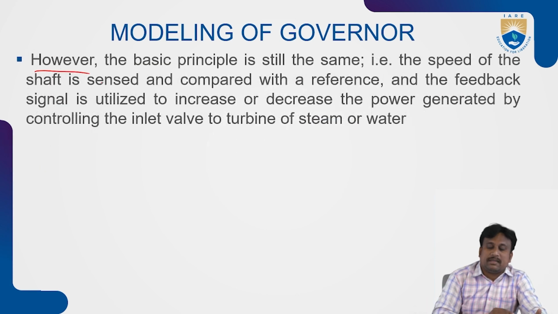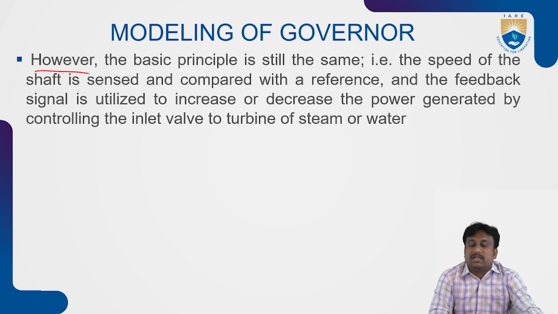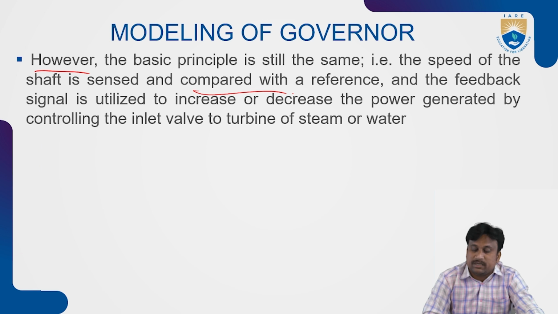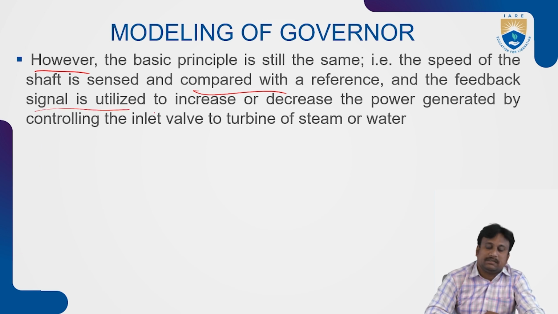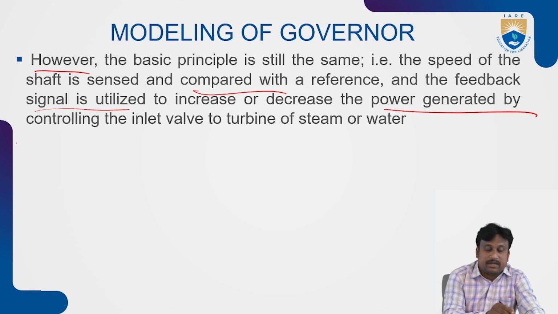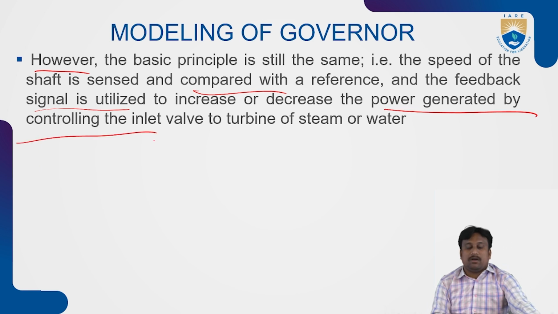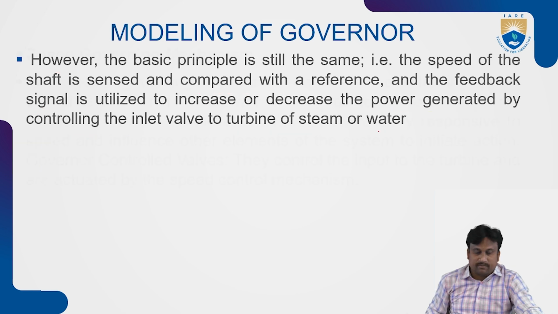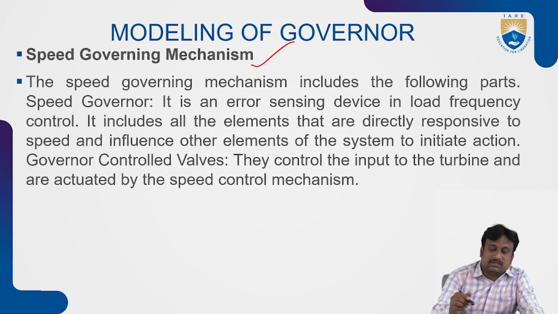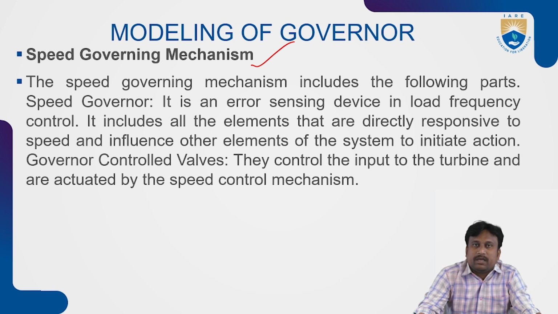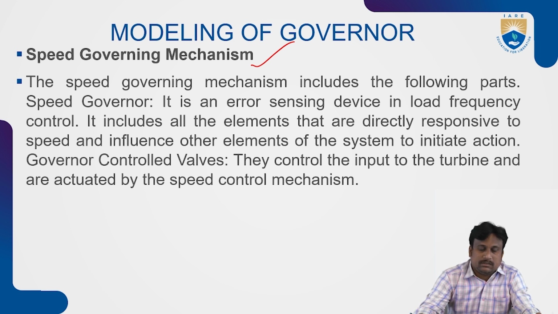However, the basic principle is still the same: the speed of the shaft is sensed and compared with the reference signal, and the feedback signal is utilized to increase or decrease the power generated by controlling the inlet valve connected to the turbine, of steam or water. So what is this speed governing mechanism? How will various controlled speeds be achieved over a system?